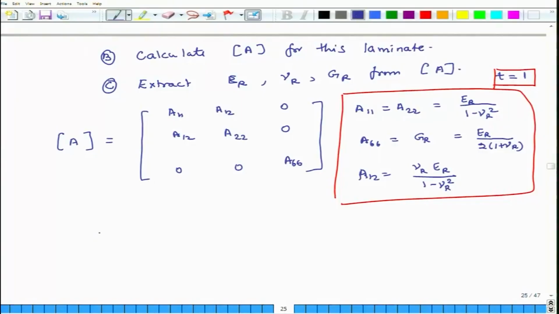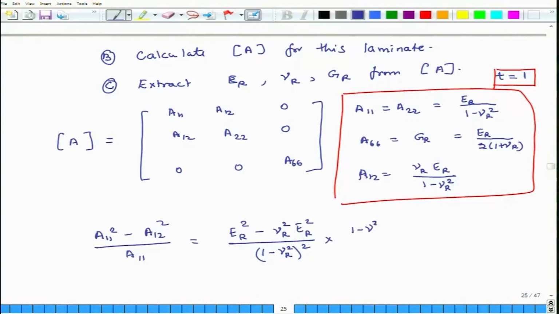So from these we see that A11 square minus A12 square divided by A11, what does it come out to? This is equal to ER square minus nu R square ER square divided by 1 minus nu R square, the whole thing square, into 1 minus nu R square divided by ER. Okay. How did I get this?